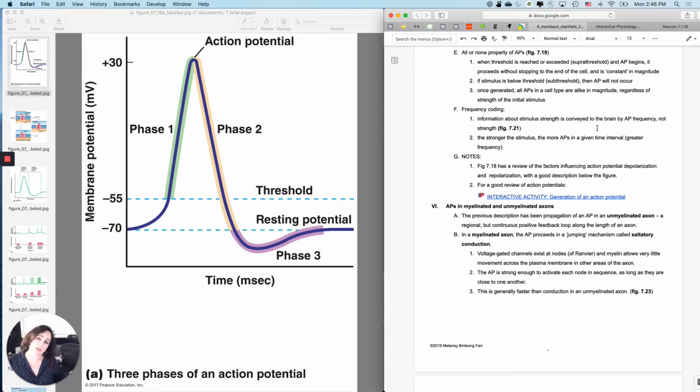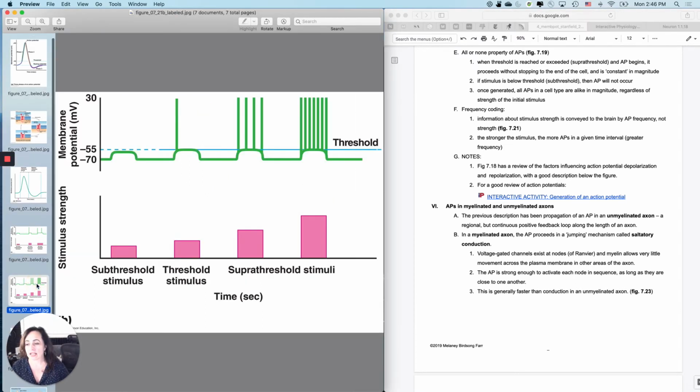So if all action potentials are the same, how do you convey via the nervous system intensity? How do you say that hurts a little versus that hurts a lot? That smells really bad versus that smells kind of bad, right? That is hot versus that is warm. How do you convey that information? Well, it's actually with the frequency of action potentials.